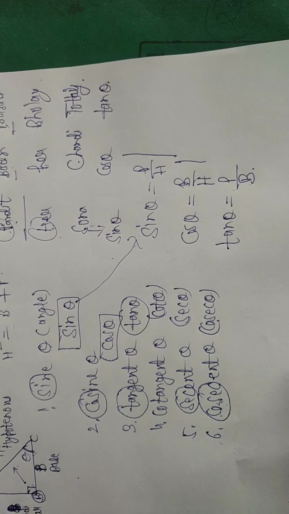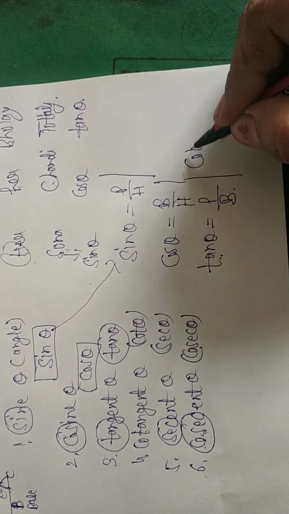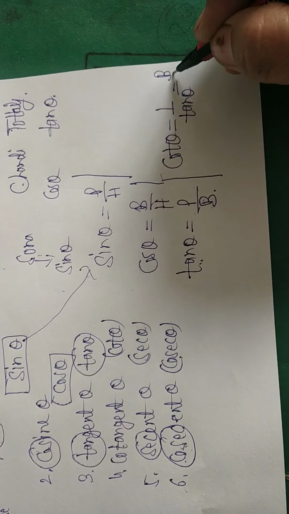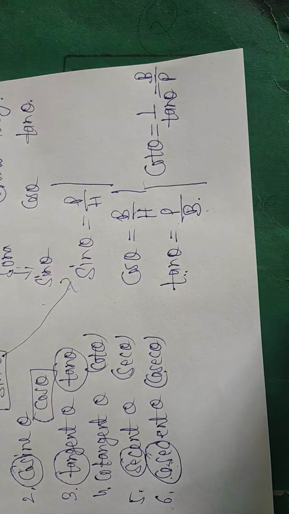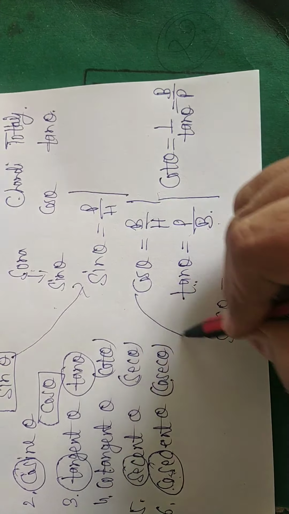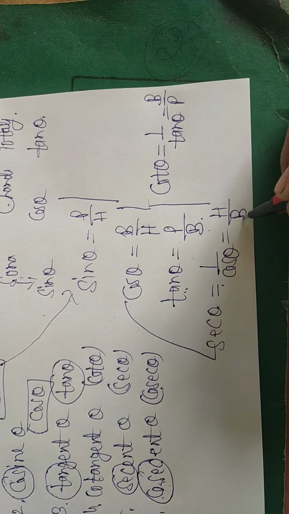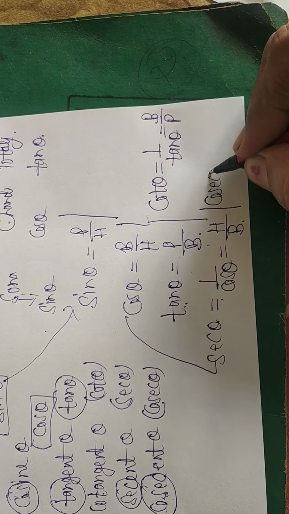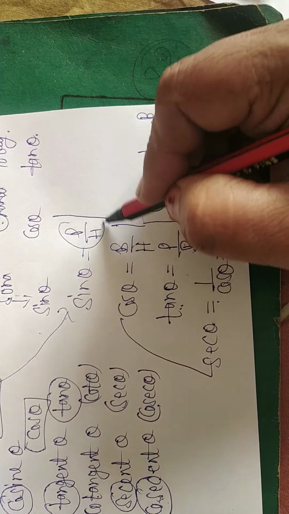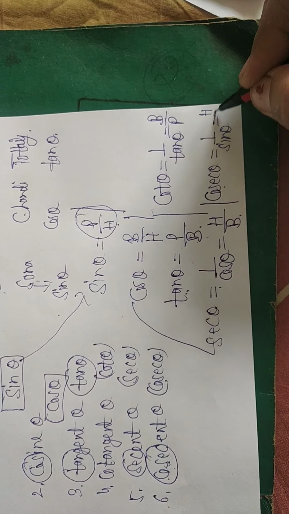Now listen very carefully, students, cot theta is the reciprocal of tangent theta. So we can write that cot theta is equal to 1 by tan, means just the reciprocal of P by B, it will become B by P. And now sec theta is the opposite of cos, that is 1 by cos, means H by B. Quite interesting. Cosec theta is equal to the reciprocal of sine theta. This is P by H, we will reciprocate, it will become H by P.